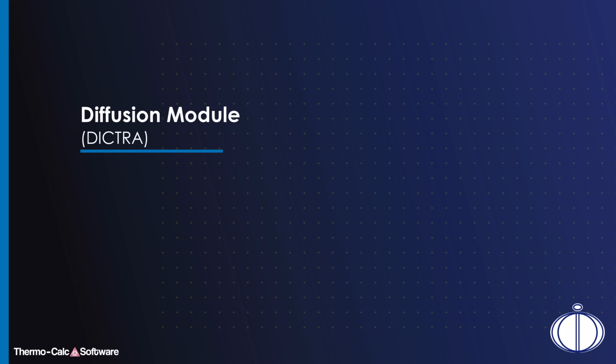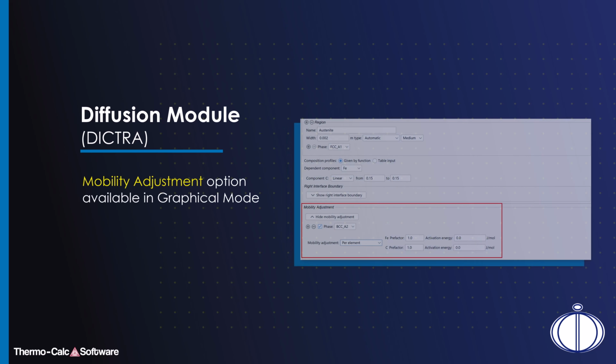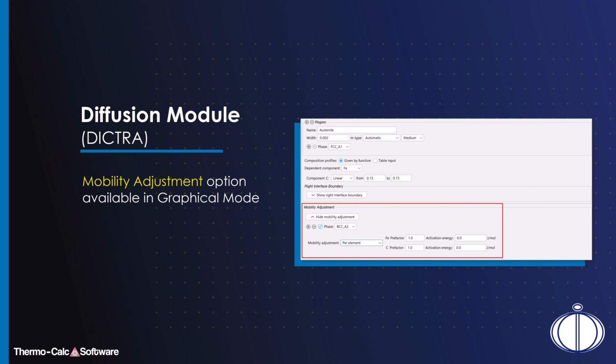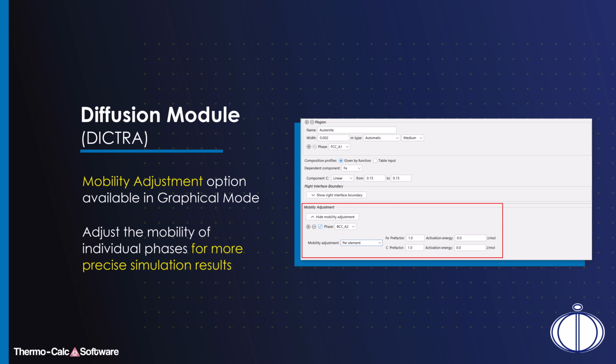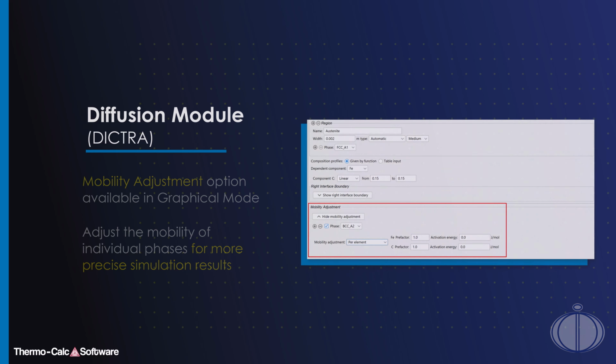In the Diffusion Module DICTRA, a new mobility adjustment option is available in graphical mode, allowing users to adjust the mobility of individual phases for more precise simulation results.